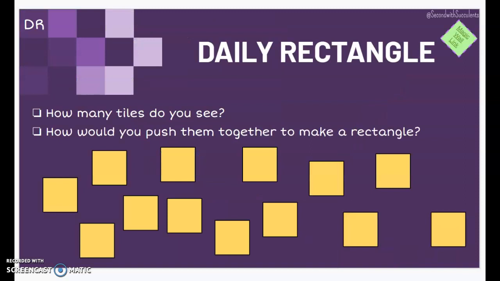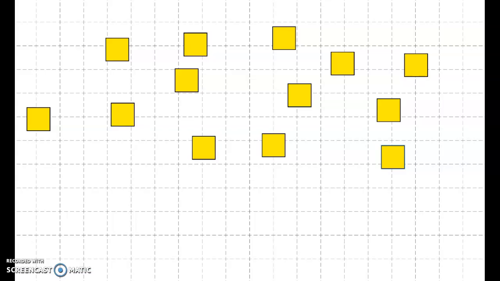Today is the 13th. So we will be looking at 13 tiles. We are going to have a look at what rectangles we can make with our 13 tiles. Let's think for a moment. Here are our 13 tiles. How can we push them together to make a rectangle?